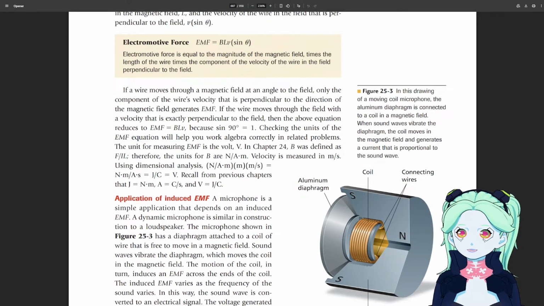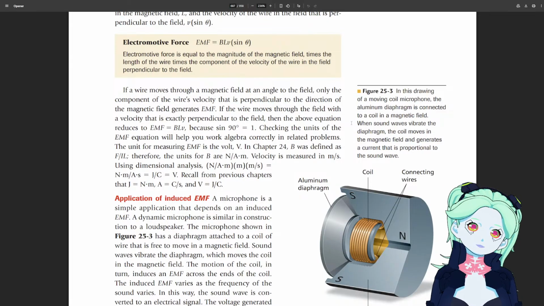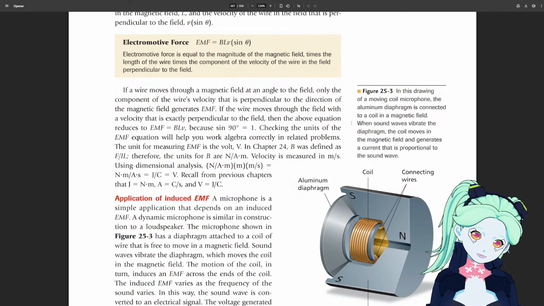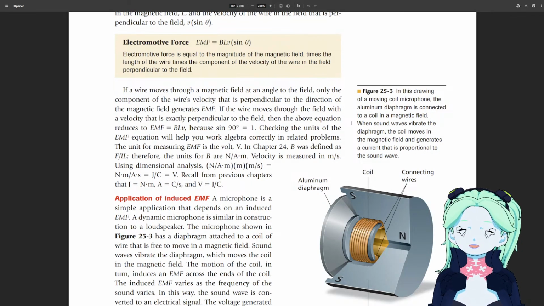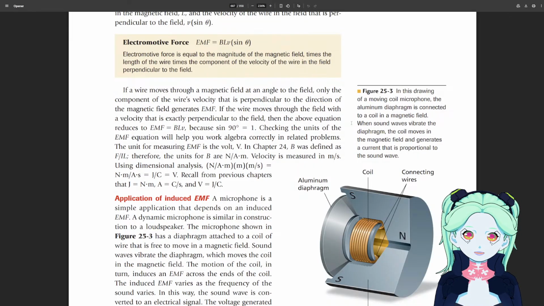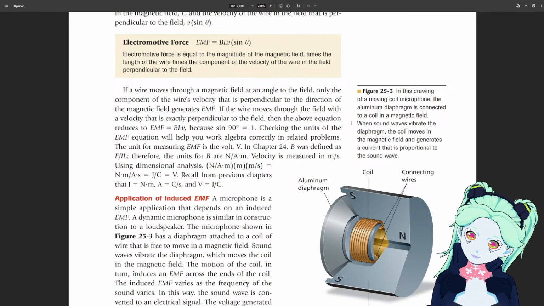Checking the units of the EMF equation will help you work algebra correctly in related problems. The unit for measuring EMF is the volt, V. In chapter 24, B was defined as F equals I L B, so the units for B are newtons per amp meter. Velocity is measured in meters per second. Using dimensional analysis, recall from previous chapters that joules equals newton meters, and A equals C over seconds. Therefore V equals joules per coulomb.